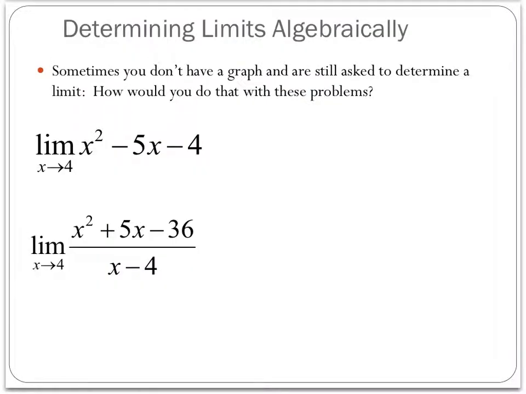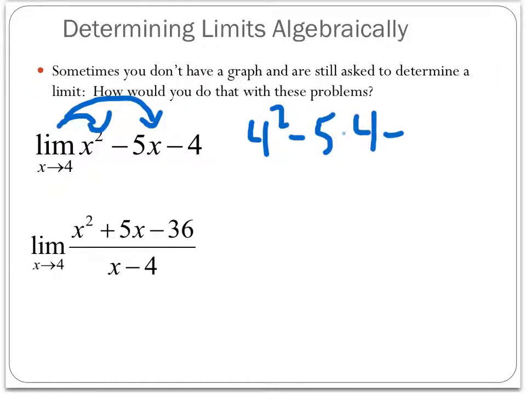Okay, so let's learn how to determine limits algebraically. The easiest way to do limits is to do simple substitution. And you should always do that first, actually. Replace the x with the value that you're trying to find the limit for. So 4 squared minus 5 times 4 minus 4 equals negative 8. And so that is what the limit is here. Real simple to substitute. Let's take a look at the next problem now.